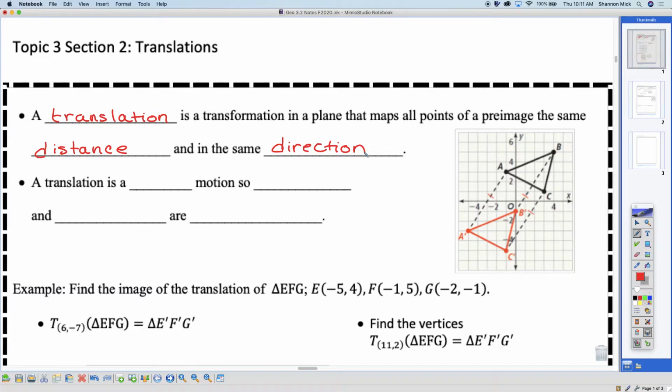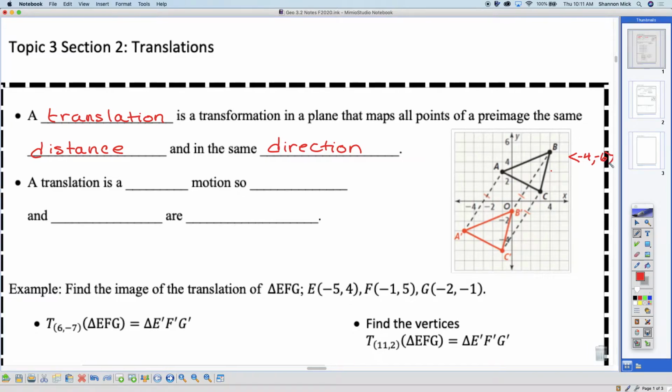If we look at these points, let's look at B. From B to B prime, I go down 1, 2, 3, 4, 5, 6, and I went over 1, 2, 3, 4. So I went -4, -6, right? Because I went negative both directions. So if I do C, should I have the same thing? Okay, so let's see. 1, 2, 3, 4, my -4, and then 1, 2, 3, 4, 5, 6.